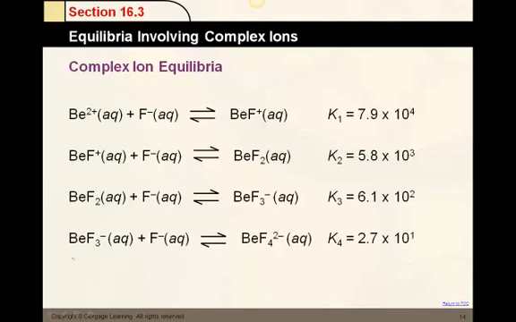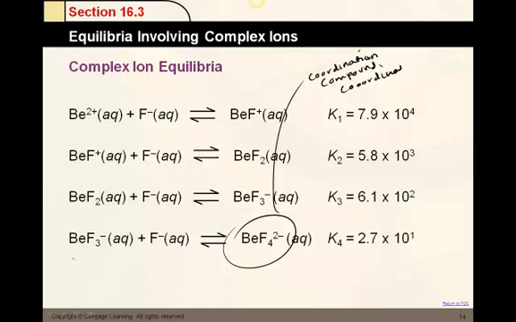The number of ligands attached to a metal ion is called the coordination number. So in this final coordination compound, the coordination number is 4 because there are 4 fluoride ions attached to beryllium. That's a really good multiple choice question. They can look very complex, but if you can figure out the coordination number, that could be the multiple choice question.